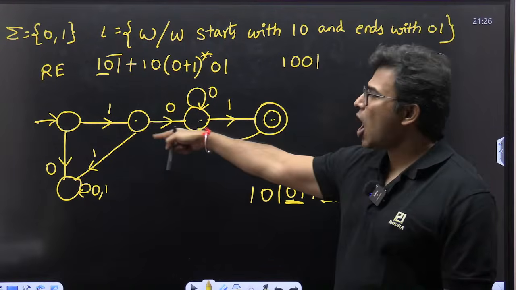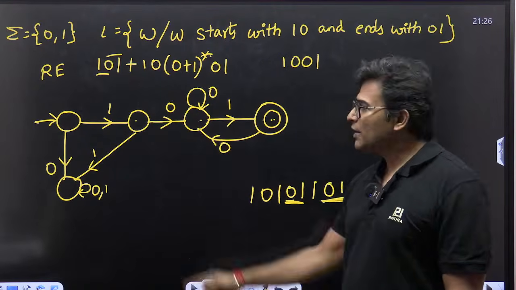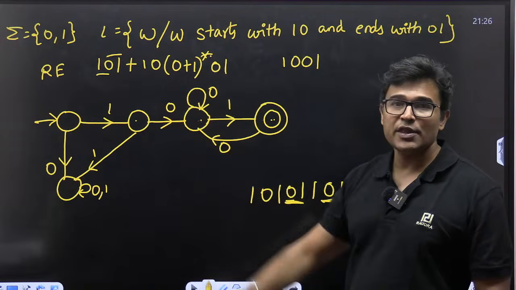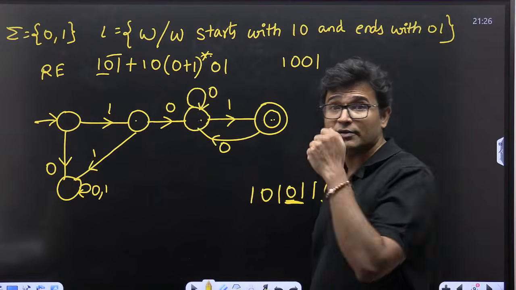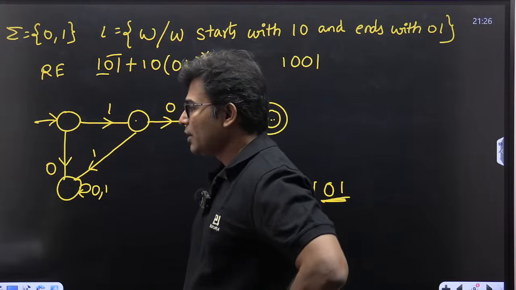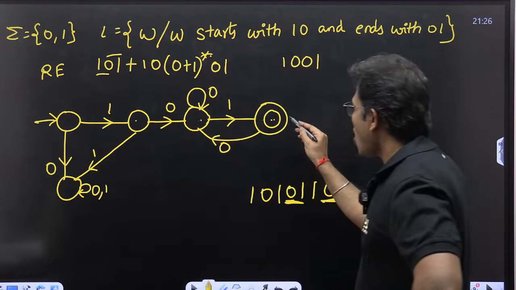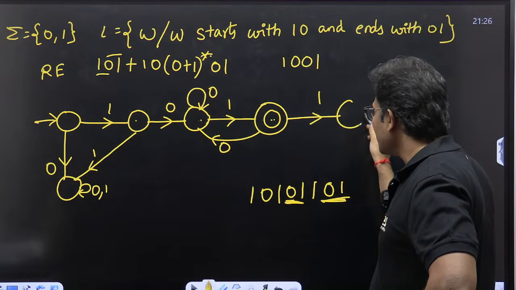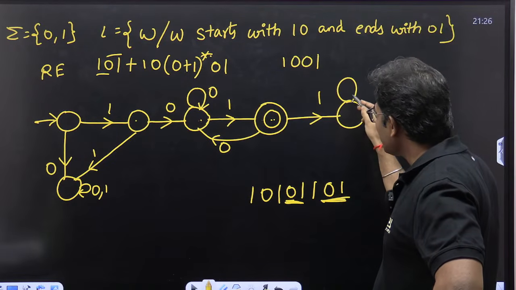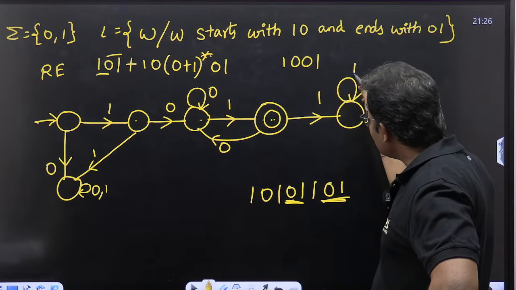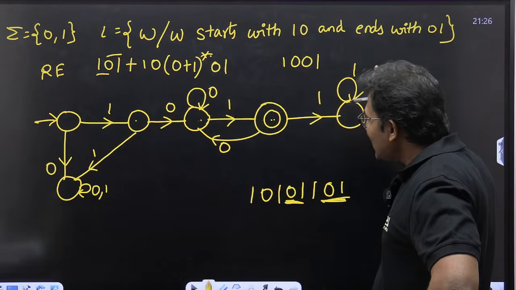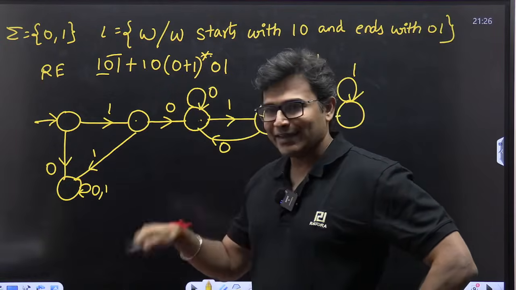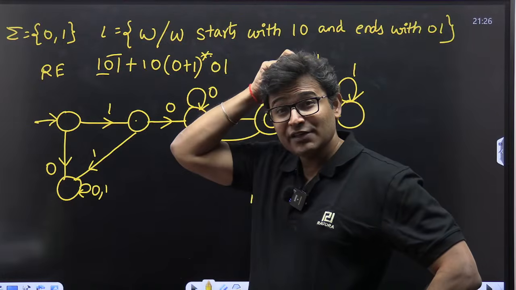Now it is a converse situation. There is no state where I can go back. Therefore, you create a new state. On seeing a 1, I will create a new state, and any number of ones may come. I will wait there. When will I go back to the accepting state? I will go back to the accepting state if I get a 0, 1.